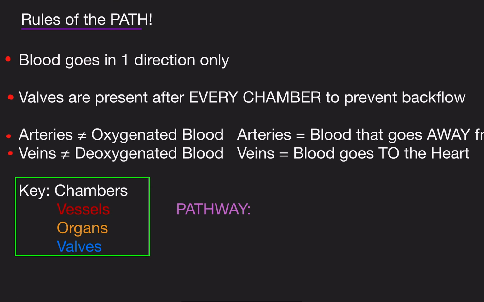So, first, we have some rules for the path. Blood goes in one direction only. Our heart has valves that are present after every chamber to prevent backflow. We don't want blood going back to where it came from, so we have valves to prevent that from happening.